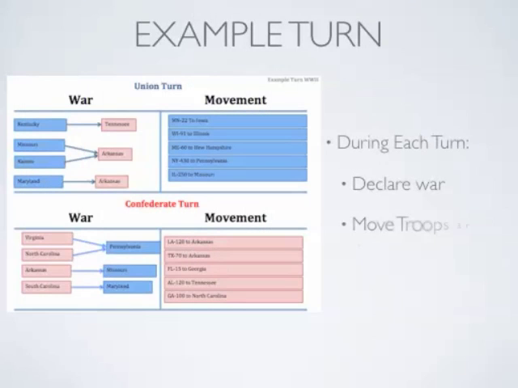Here we can see an example turn. Kentucky is attacking Tennessee, and then Missouri and Kansas attack Arkansas. Then Maryland attacks Arkansas. And after those are done, we go to movement. Minnesota moves 22 troops to Iowa. Wisconsin 91 to Illinois, and on and on. And then after that, we go to the Confederate side, and they'll declare war. Virginia, North Carolina attacks Pennsylvania, and so on. And then they do movement of troops that they did not use during war. They also can move Navy at the same time.